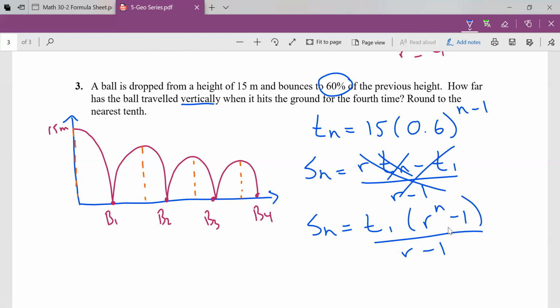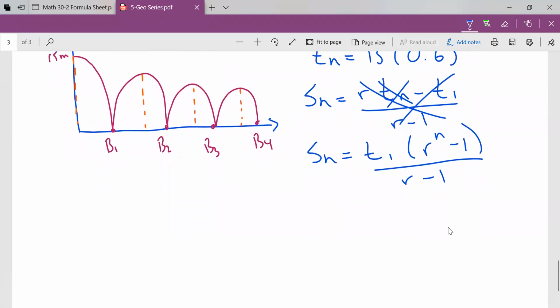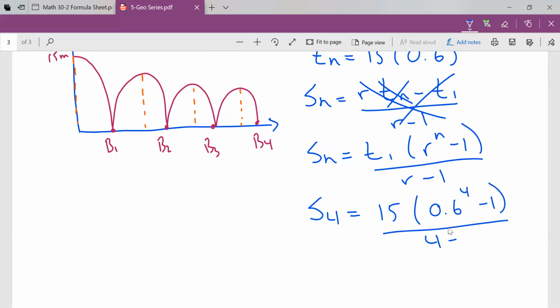All right, so let's figure out what we want here. So let's sub this in. So how many bounces do we have here? Well, we've got 4 bounces. So we want the sum of the first 4 bounces. T1, that's 15. The ratio is 0.6. 4 minus 1. Okay, definitely pick up a calculator for that one.